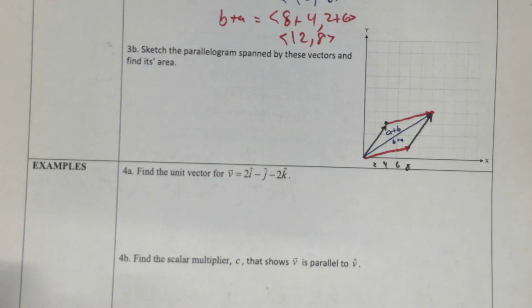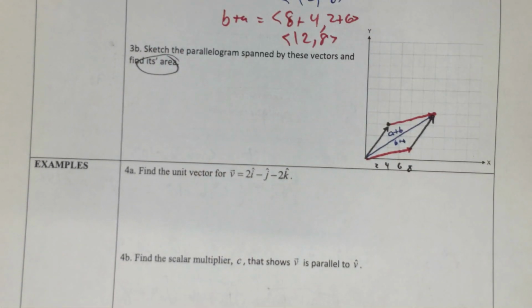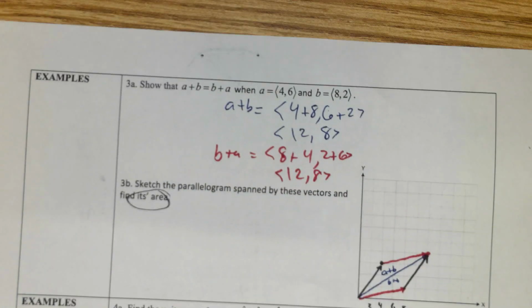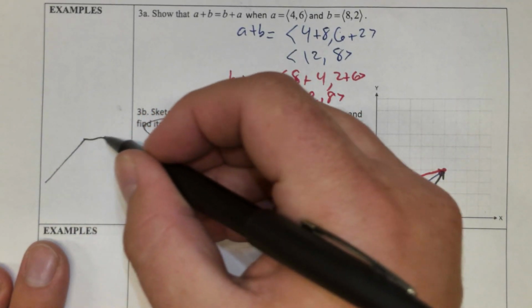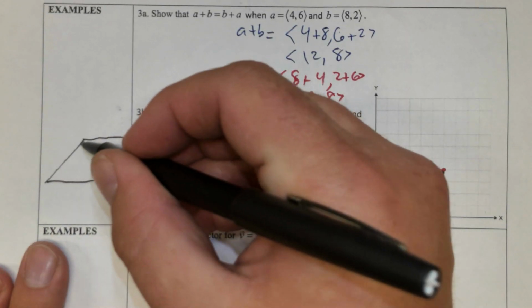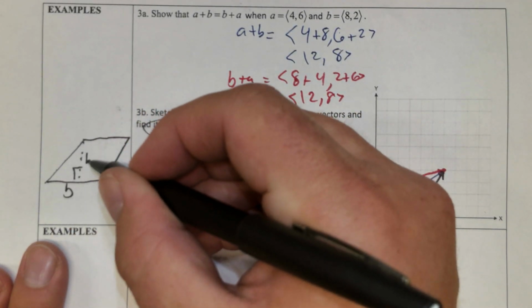But what I'd ask you to consider is, how do I find the area of this? It's spanned by these vectors. It's formed by these vectors. This should be pretty straightforward. The parallelogram area formula is just base times height.